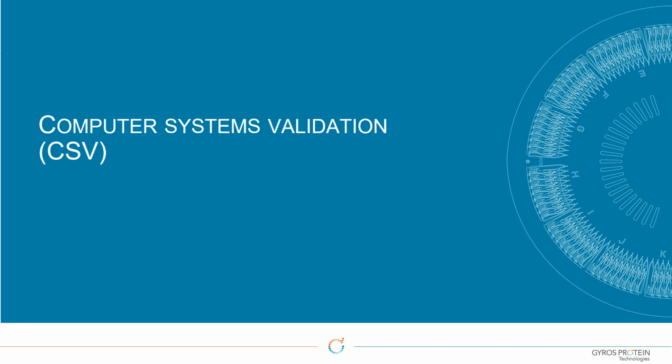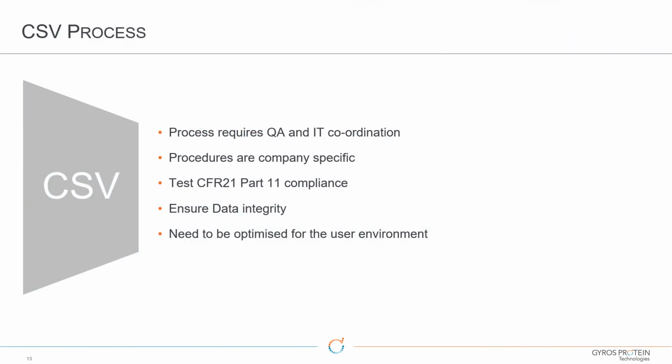So let's turn our attention now to computer system validation. And in this slide deck, we're going to talk a bit about the process. So John, why don't you walk us through what we'll hear? Yeah, so computer systems validation is a very important process. In a lot of companies, it requires coordination between quality assurance and IT.